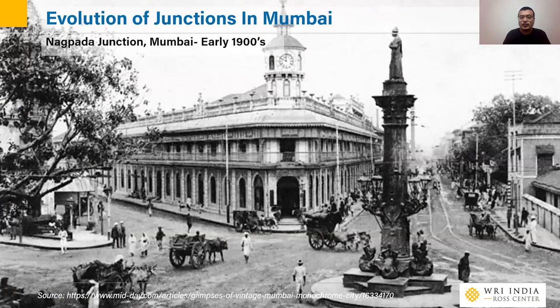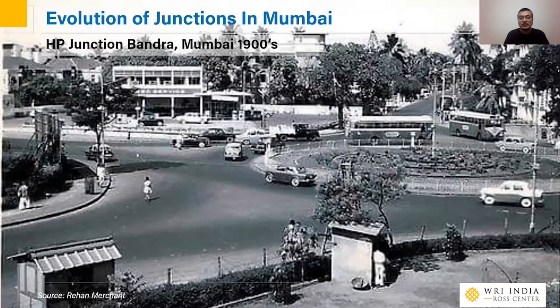In early days, when there was not that much traffic, all the junctions were open, uncontrolled junctions, and it was understood that vehicles and people would navigate their way safely. The street was shared by all its users. This is HP Junction in the 1900s, which had a roundabout to channelize the traffic.